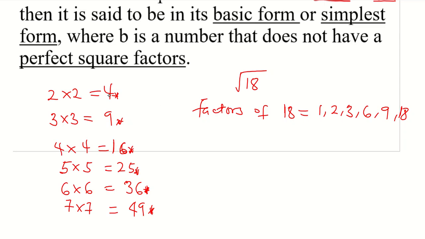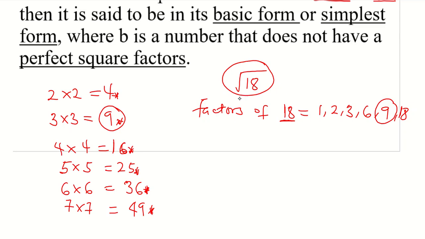When we look at the perfect squares, we have 4, 9, 16, 25, 36, 49. The factors of 18, we have 1, 2, 3, 6, 9. So it means 9 here is a perfect square. When we look at the perfect squares, we can see 9 clearly here. So it means 9 is a perfect square factor. And because we can see 9 as a perfect square factor in the factors of 18, it is making the square root of 18 not to be in its basic form or reduced or simplest form.